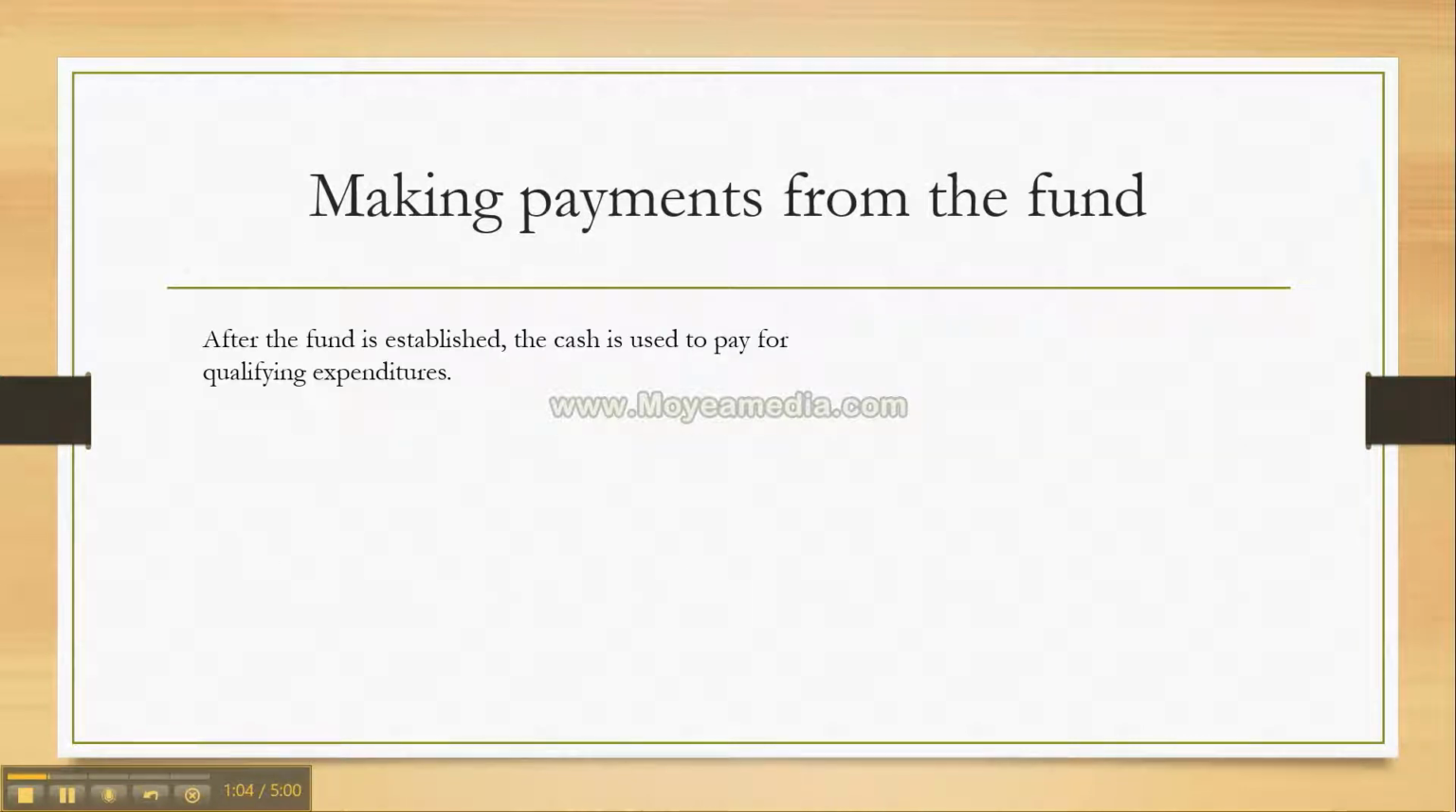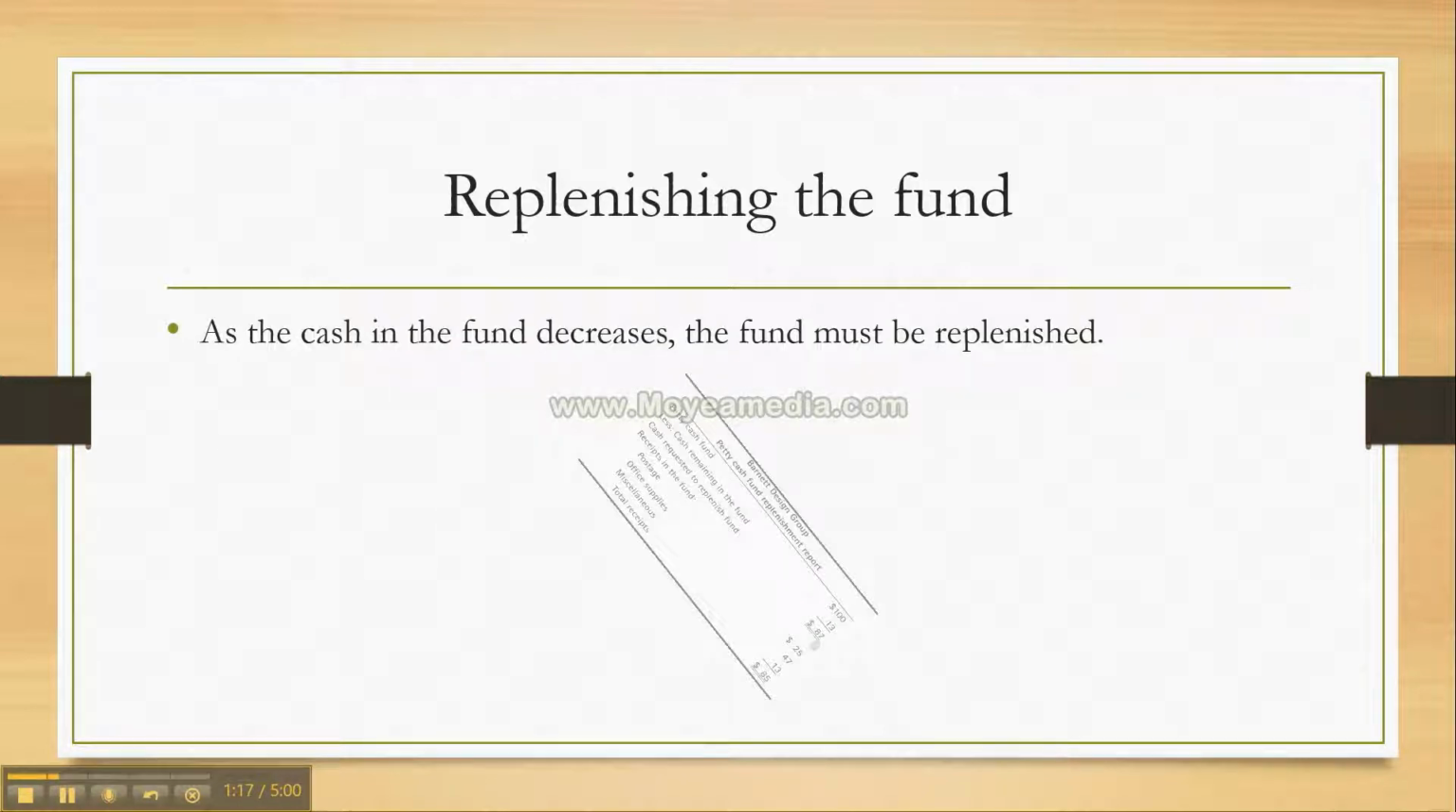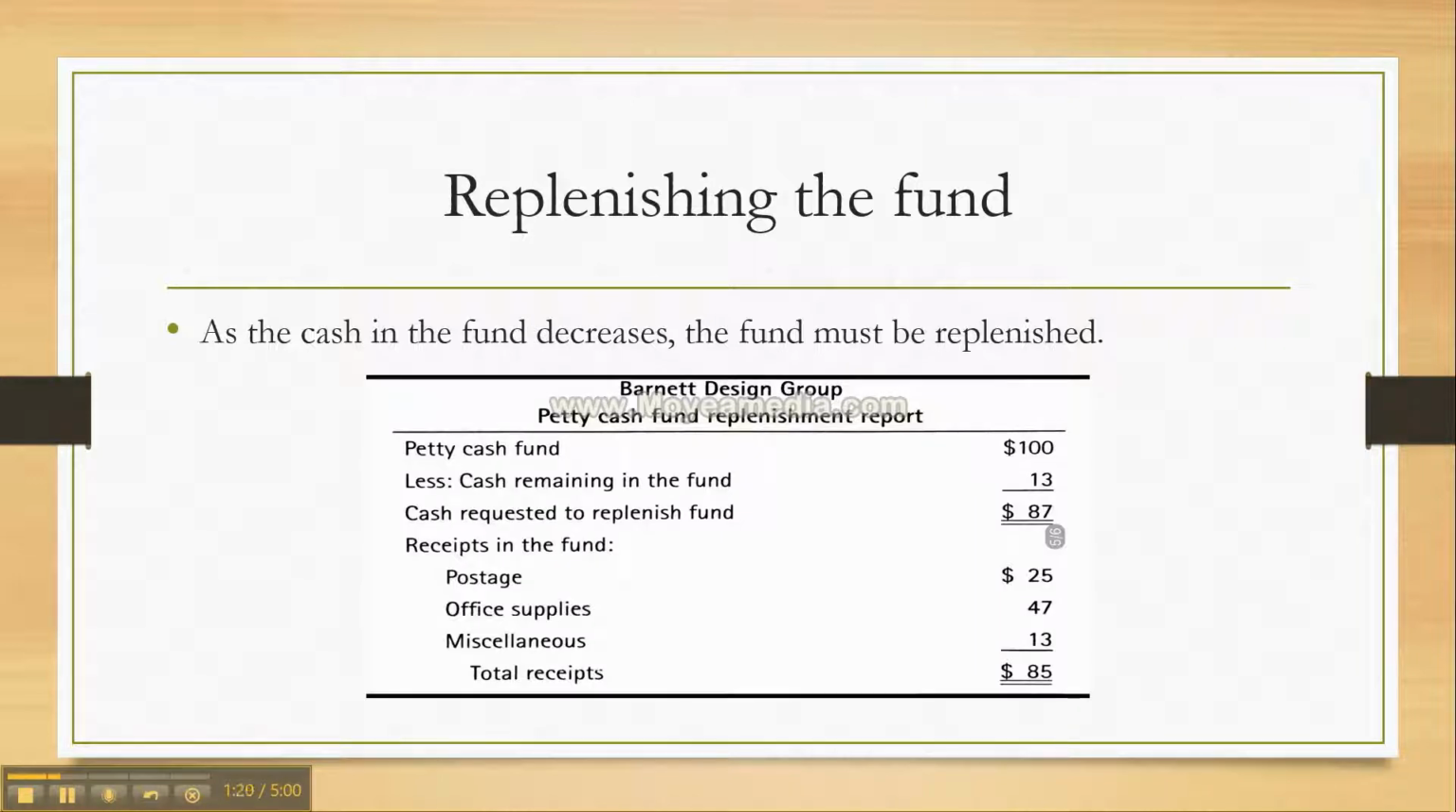After the fund has been established, we can use petty cash to pay for many expenditures. However, as the cash in the fund decreases, the fund must be replenished. To do so, the remaining cash in the fund is counted, and the company cashes a check for the amount that brings the total cash in the fund back to the original balance. The receipts in the fund are then used as documentation for recording expenses.